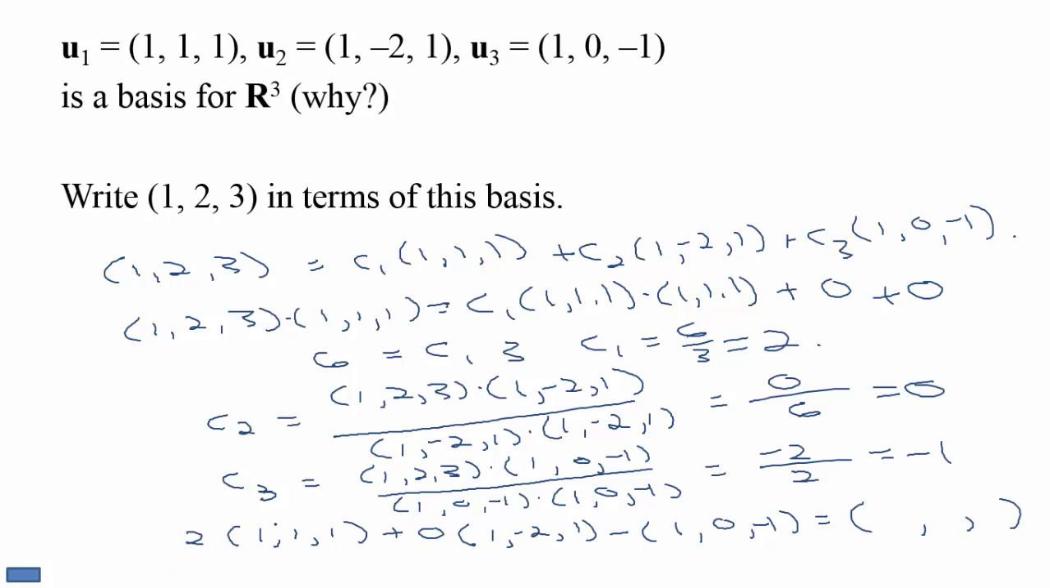We're going to get 2 plus 0 minus 1 would be 1, and the second entries are going to be 2 plus 0 plus 0 is going to be 2, and the third entry is going to be 2 plus 0 minus minus 1 would be 2 plus 1, that's going to be 3. So we figured out how to make that linear combination just by doing dot products.